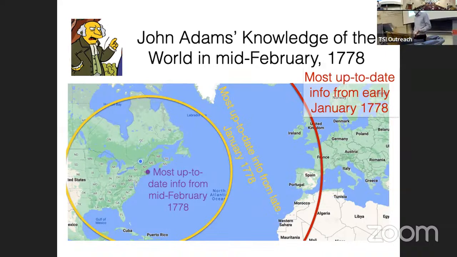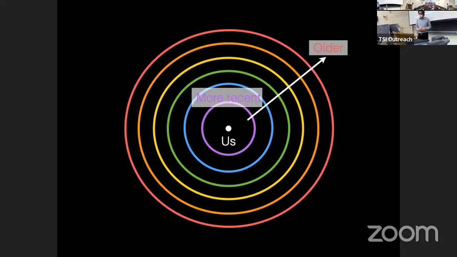So a map of John Adams's knowledge is very recent close to where he is, and very out of date far away, because of the very slow communication by messenger and by letter back then, just as compared to the vastness of our universe, even the speed of light is a slow method of communication. So this is basically our current state. We're like John Adams.